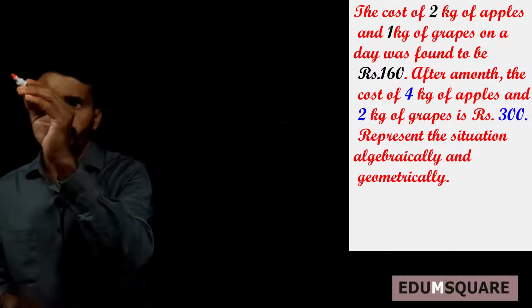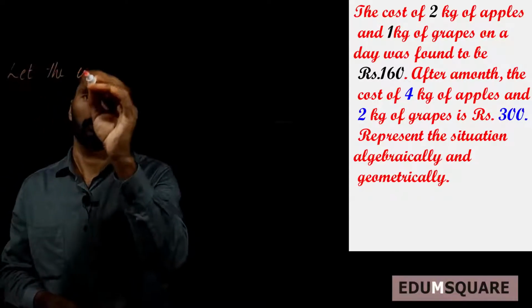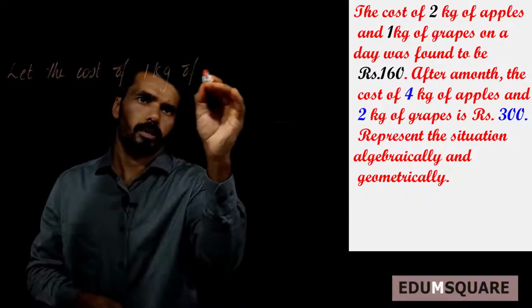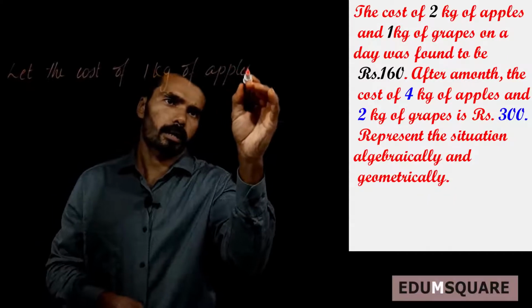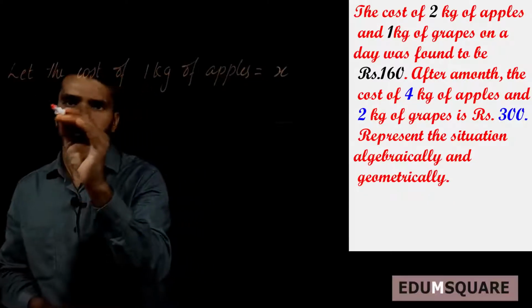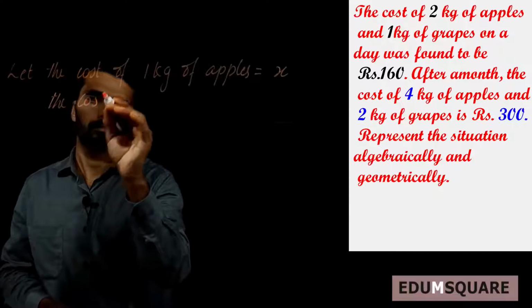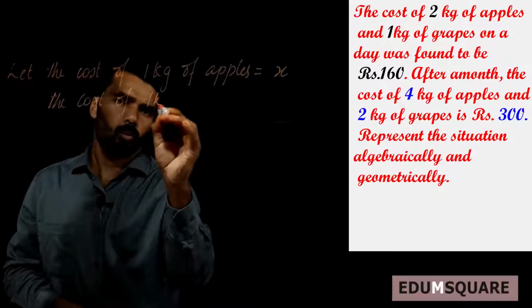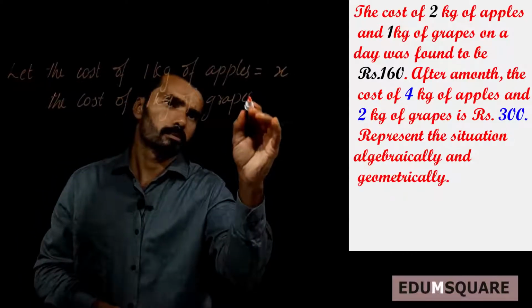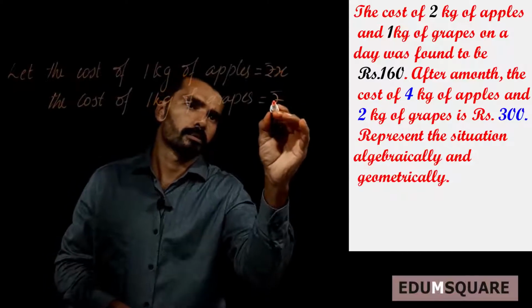Okay, so let the cost of 1 kg of apples be equal to rupees X, then that of 1 kg of grapes is equal to rupees Y.